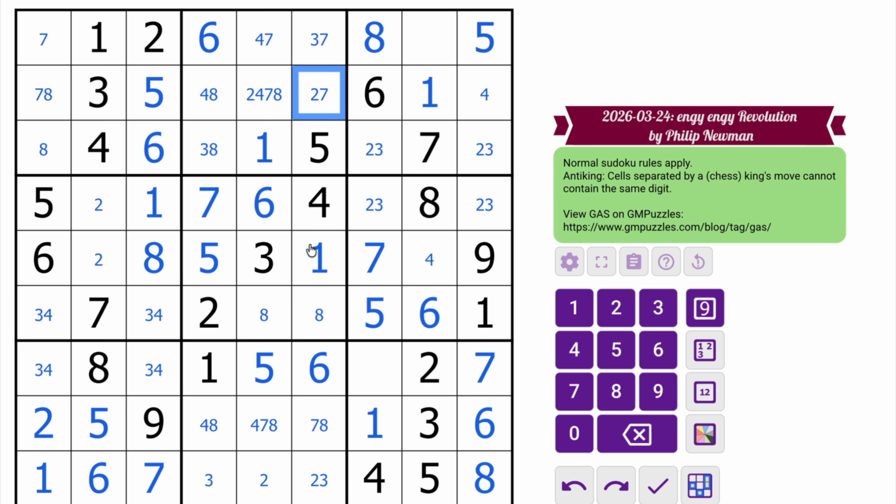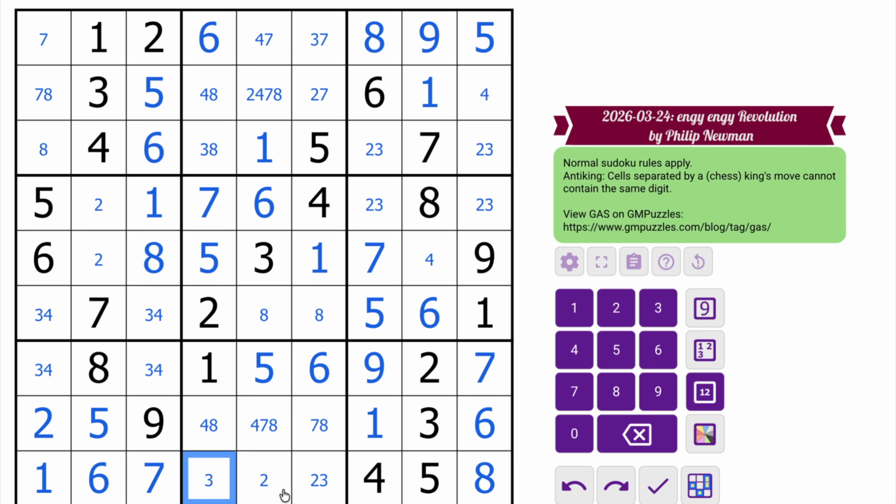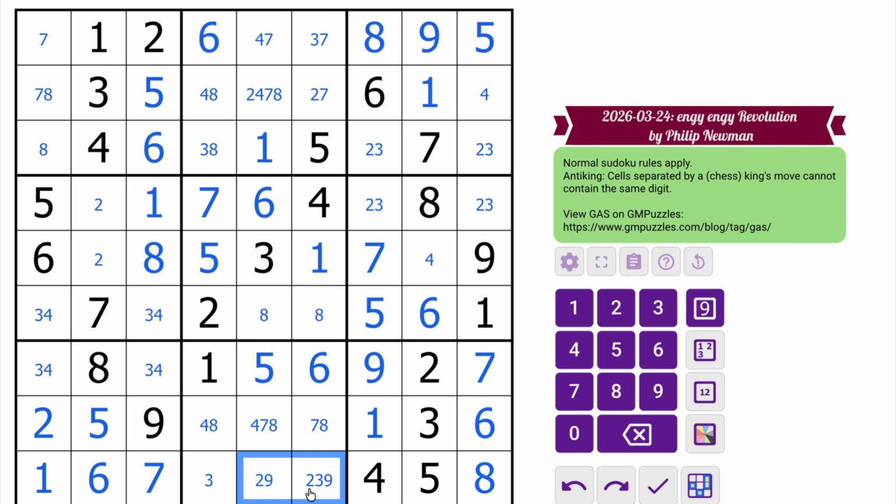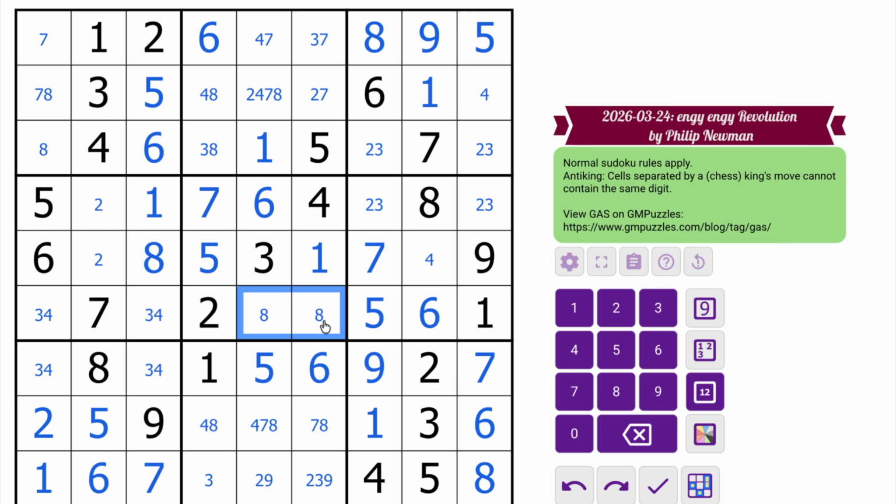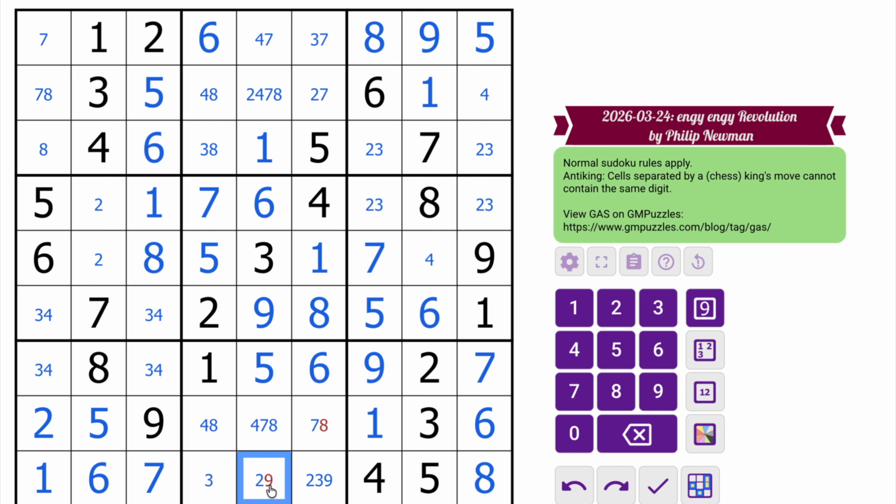Let's see for 9. This is not a 9. This cannot be a 9, so this is definitely a 9. So this becomes a 9. Now we cannot have 9 here. One of these 2 cells must contain a 9. One of these 2 cells must contain a 9. Okay, we cannot have a 9 here, so this is definitely a 9. So since this is not a 9, this becomes a 9.